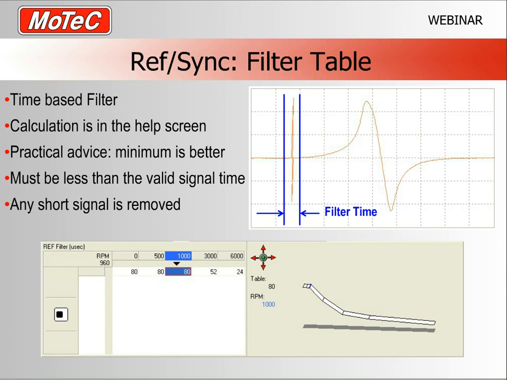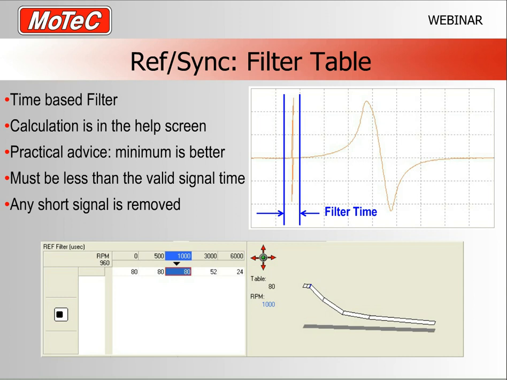actual valid signal. So the idea here is that we have a filter which varies based on RPM, and we can put in a maximum time, or a time that says anything lower than this, just ignore it. Now that's in microseconds, and as a practical bit of advice, the smallest amount of filtering for time-based is often best. If you press F1 again for this table.